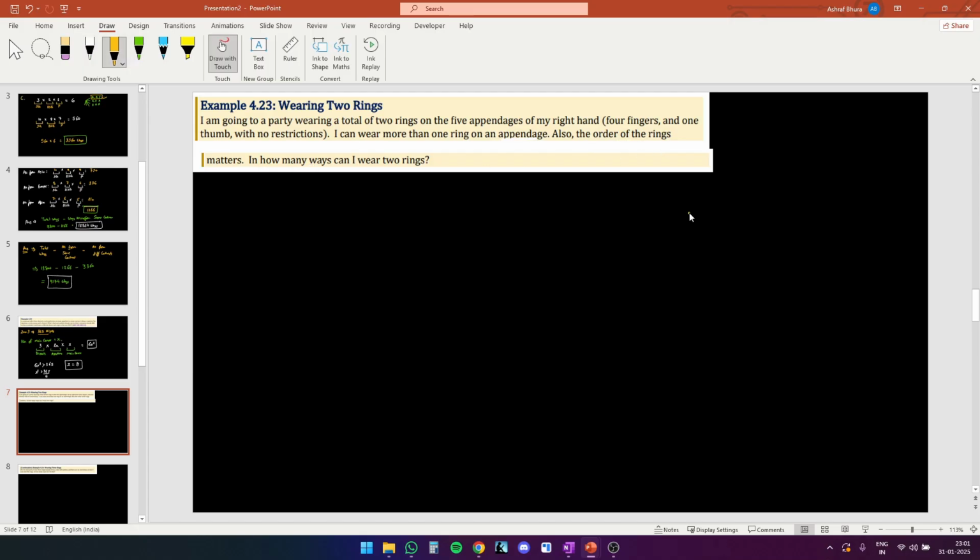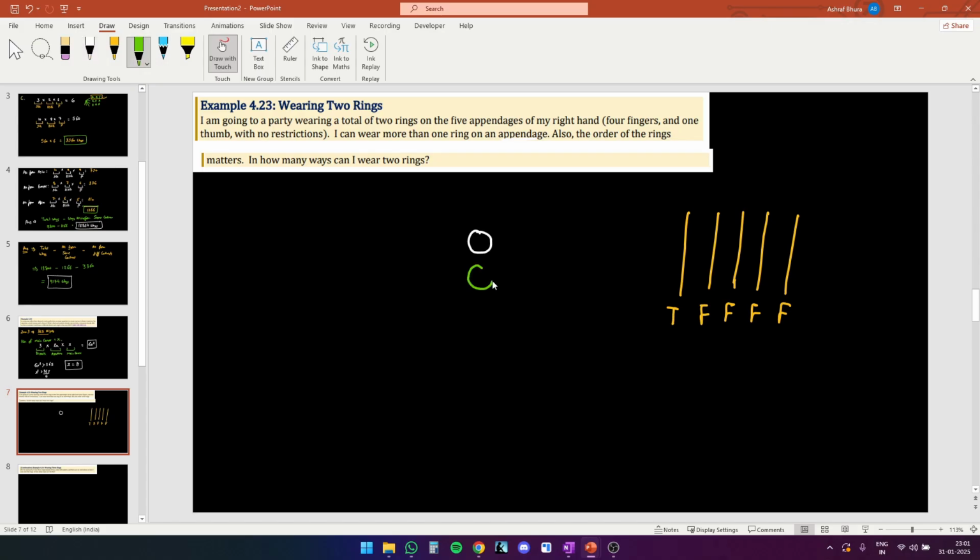Okay, so I have 5 fingers, 4 fingers and 1 thumb. So let's say 1, 2, 3, 4 and 5. This is thumb and this is finger 1, finger 2, finger 3, finger 4. Okay, let's say I'm having 2 different rings. I'm having one white ring and one green ring. So if I select first ring, which is white ring, how many choices do I have? Either I can put my white ring over here, 2, 3, 4 or 5, right? So for the first ring, how many choices did I get? I got 5 choices for the first ring.